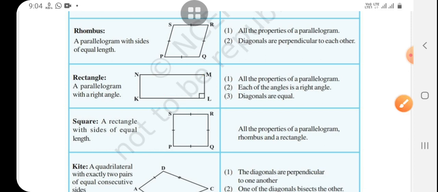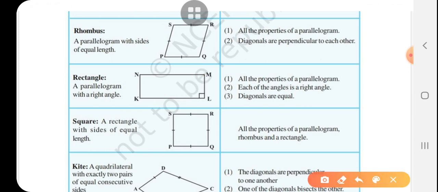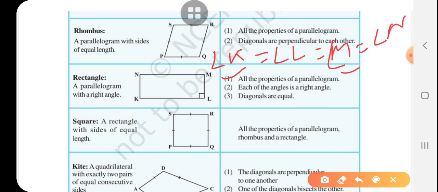Now the properties. All the properties of a parallelogram, that means the above three, which you have already learned in the first picture. Next, each of the angles is a right angle. That means all angles are, as you already know, 90 degrees. I write here angle K is equal to angle L is equal to angle M is equal to angle N is equal to 90 degrees.